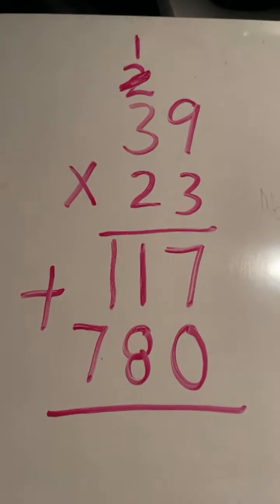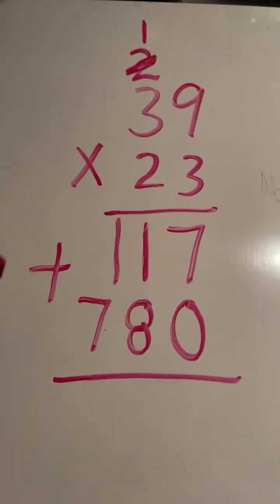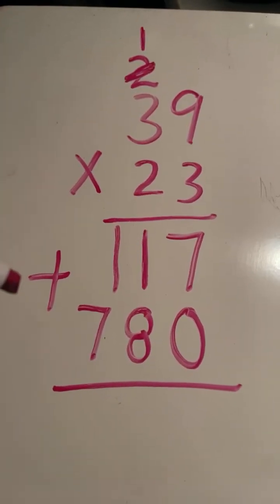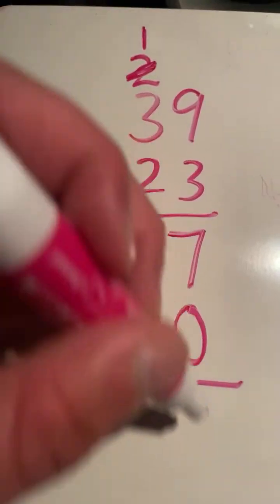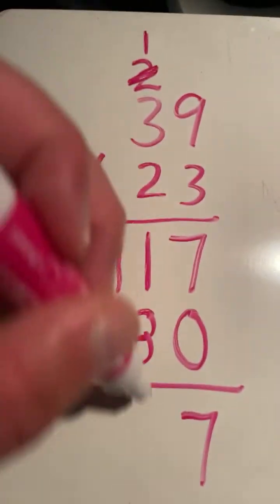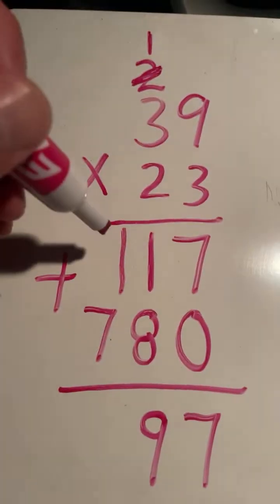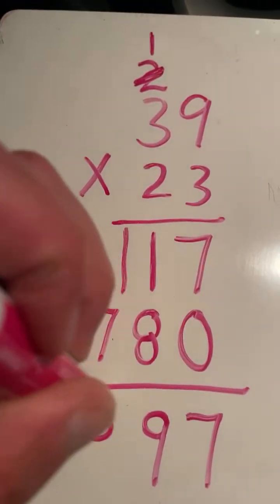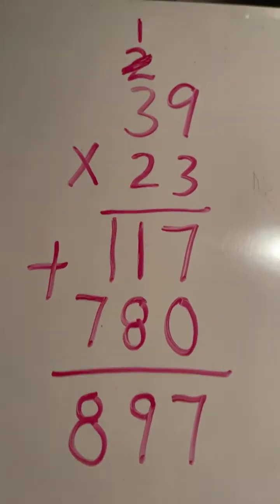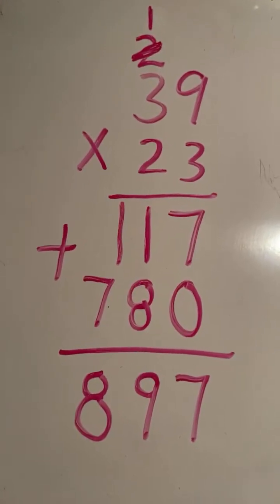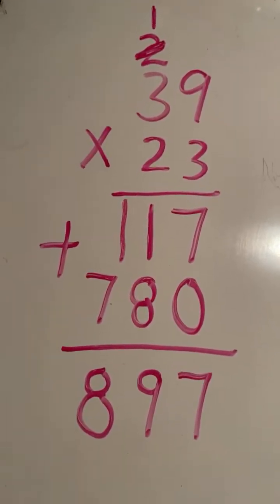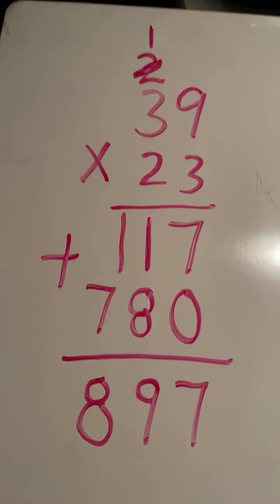And to get our final answer, we have to add these two numbers together. 117 plus 780, so 7 plus 0 equals 7. 1 plus 8 equals 9. 1 plus 7 equals 8, and we have our final answer. 39 times 23 equals 897.